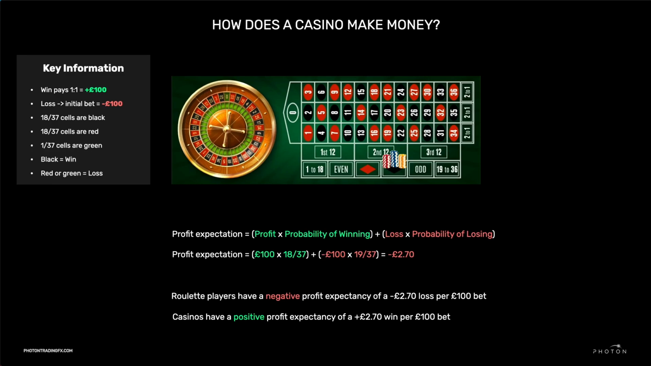Now in America, they actually have 2 green zeros on the roulette wheel. So if you are going to go and play roulette, you're actually better off going to Europe to play where there is only 1 zero and the odds are slightly higher on the tables there.